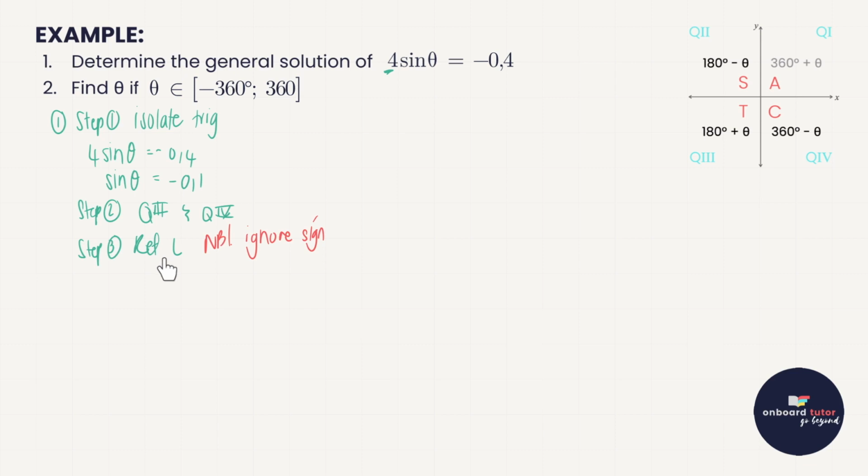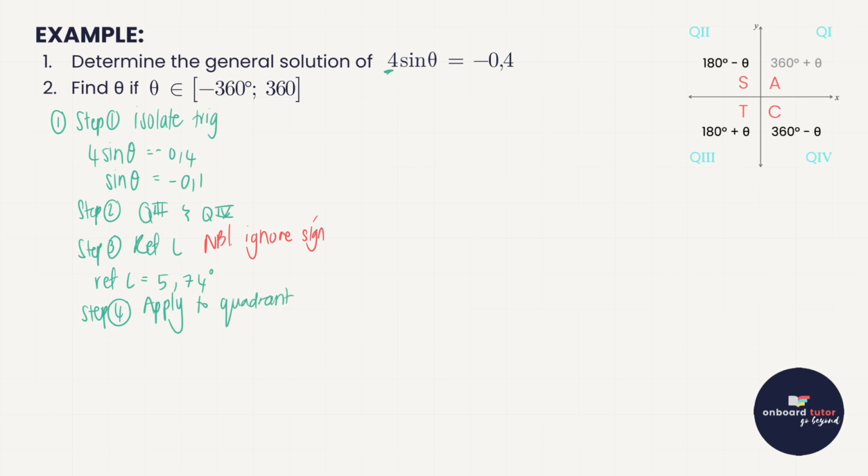So when I work this out, I'm literally going to type into my calculator shift sine, and then not minus, but just 0,1. Okay, so reference angle, now we're going to go shift, sine, 0,1, and we get an answer there of 5,74 degrees. Okay, small little angle. And now I can apply it in step 4. Apply to the quadrants.